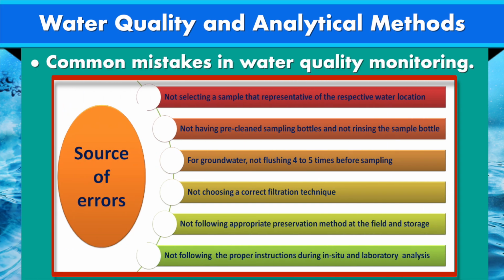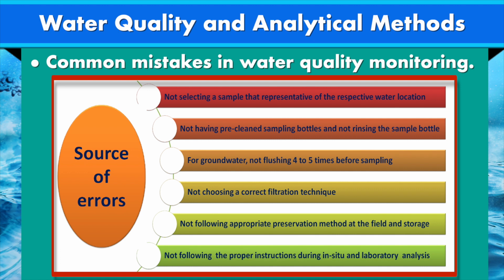Now, I would like to discuss the common mistakes in water quality monitoring and analysis. As water quality analysis is not rocket science, even a 16-year-old can do this job successfully. Here are some common mistakes or sorts of errors people make during sampling and analysis, such as not selecting a sample that is representative of the respective water location, not having pre-cleaned sample bottles and not rinsing the sample bottle thoroughly. For groundwater, monitoring wells must be flushed 4 to 5 times before sampling.